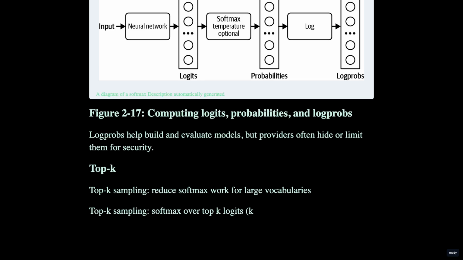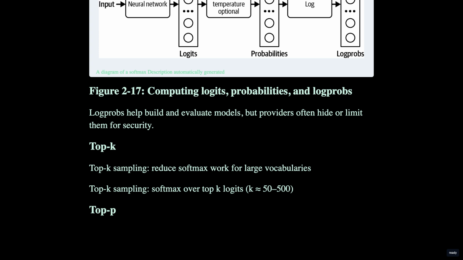Once the model produces logits, we keep only the top K logits and apply softmax to that smaller set. The model samples from this limited distribution instead of the whole vocabulary. A smaller K, around 50, makes output more predictable, while a larger K, up to 500, increases diversity and interest.